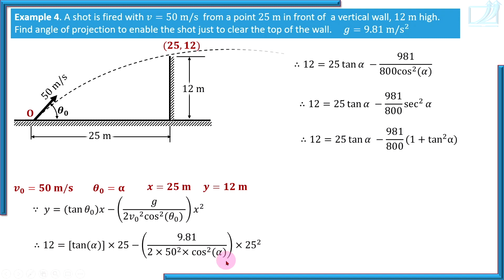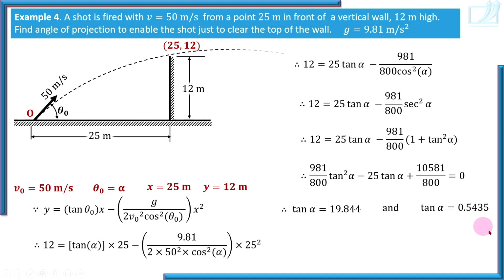And now you must have realized, and use these steps when you find the angle using the equation of path. Now again simplify, write it in standard quadratic equation format. Ax squared plus bx plus c equal to 0. What is a? 981 divided by 800. What is b? Minus 25. And what is c? 10581 divided by 800. So ax squared plus bx plus c equal to 0. Here x means tan alpha. So x squared means tan squared alpha. So here you will get two values of x, means two values of tan alpha. Use the quadratic equation mode of your calculator. This is how you have found out two values of tan alpha.